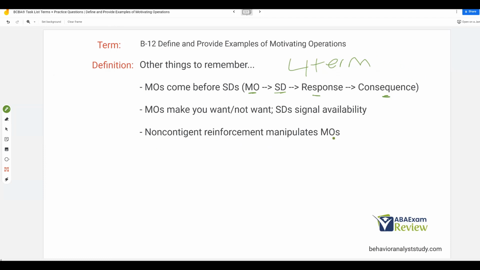Now, non-contingent reinforcement manipulates MOs. The most common really is attention-related non-contingent reinforcement, trying to act as an abolishing operation for attention-seeking behavior.